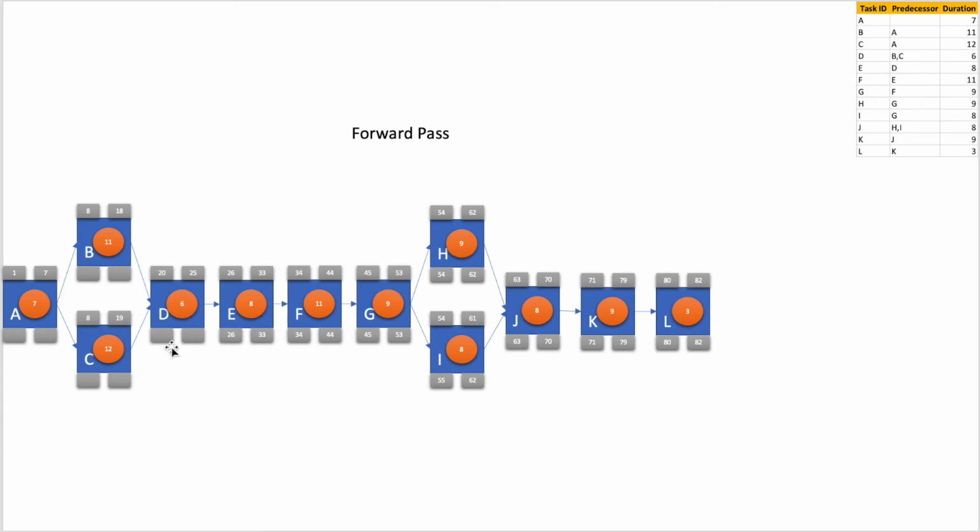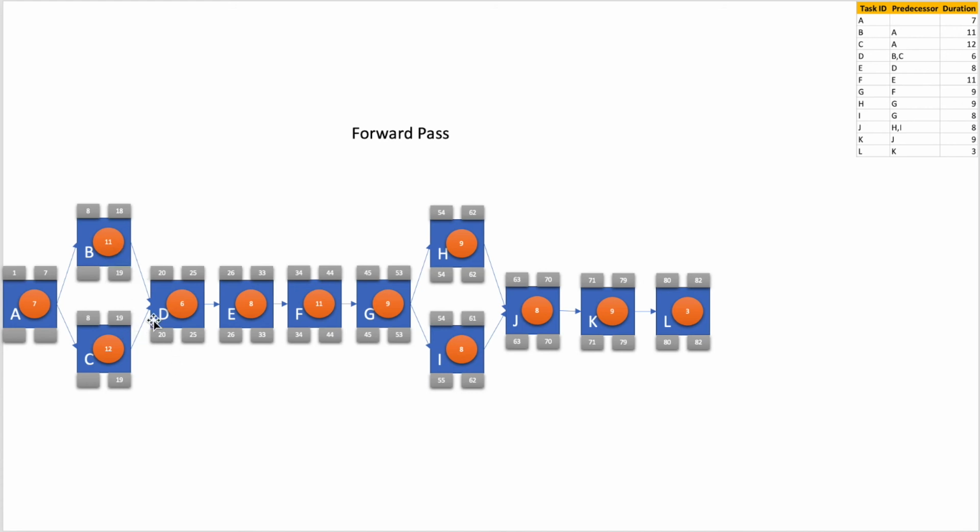I also calculate for activity D. This will be 25 and the late start will be 20. Now we come to activity C and activity B. So activity C has to finish one day before activity D. That is, it has to finish on the 19th day. The same applies for activity B also. It has to finish on 19th day.